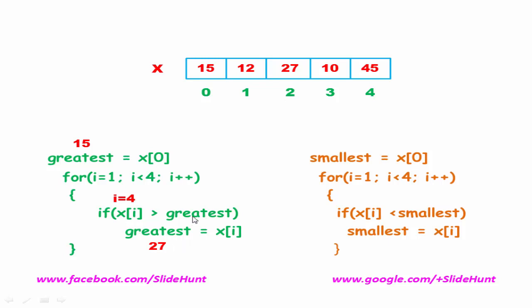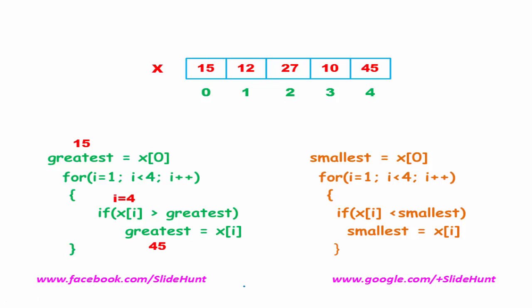Yes, it is true. And we copy 45 to greatest. So now greatest holds 45. Then control goes here and increments the value of I by 1. And now I equals 5. And then check this condition: I less than 4? No, it is false. And the control comes out of this loop. So the greatest value is 45.